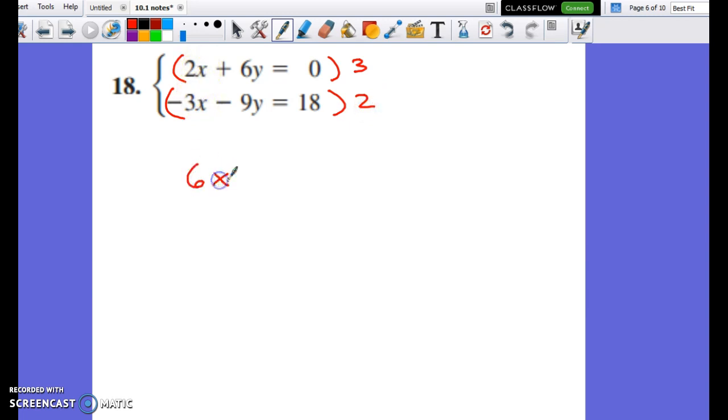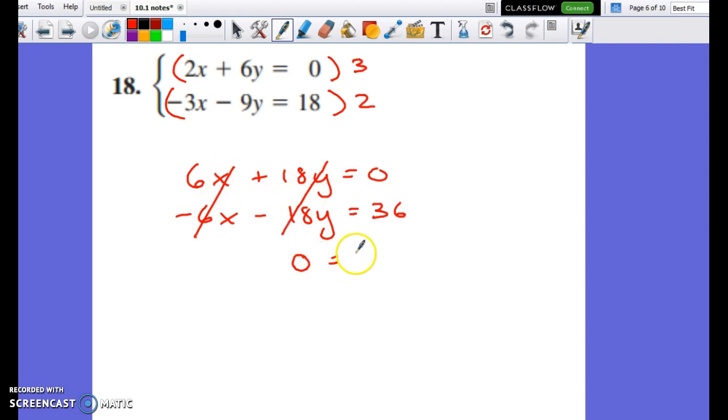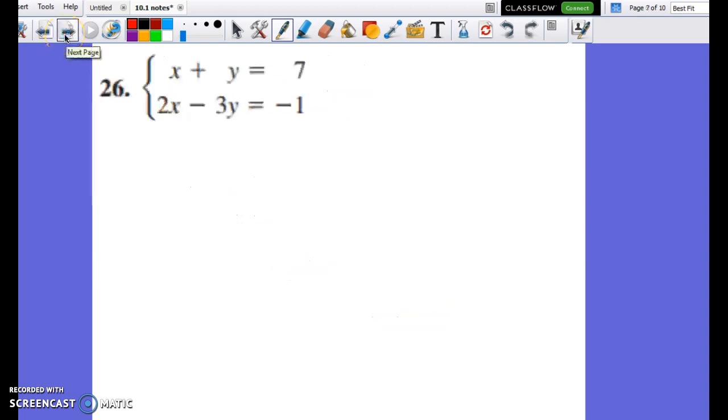So I'm going to rewrite these equations. Something interesting is happening. When I add these, you get 0, 0 equals 36. Now that's a bunch of hoopla. That means no solution, okay? This does not make sense, so no solution. All right, let's try another one.